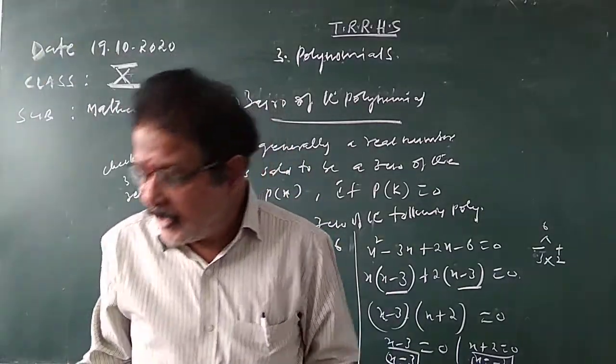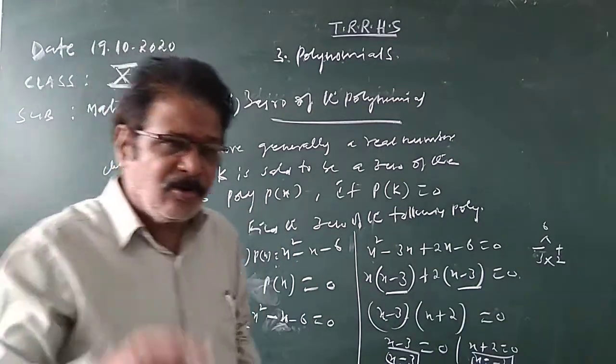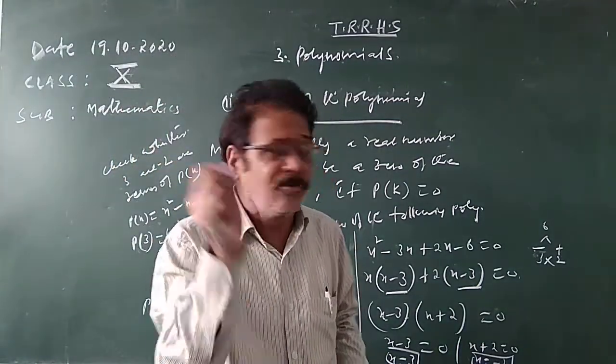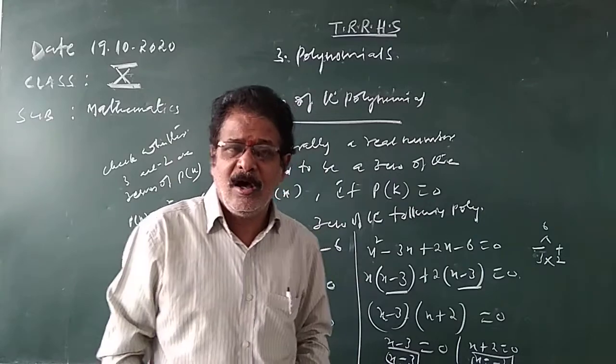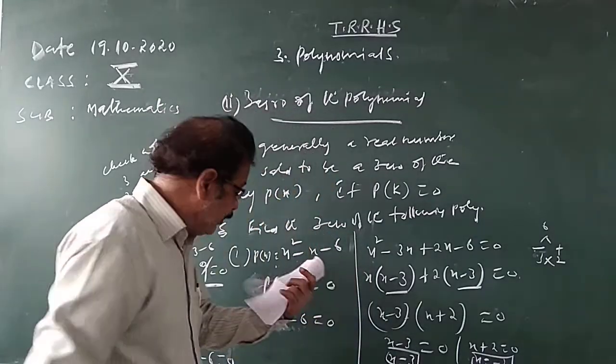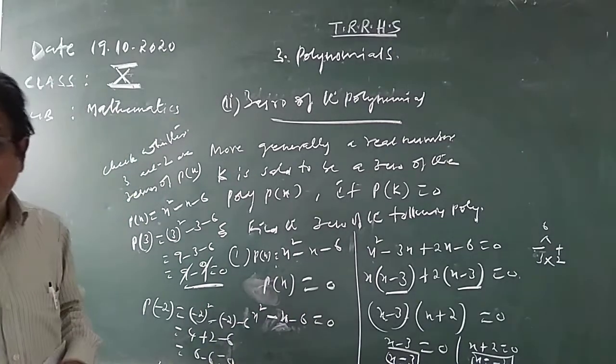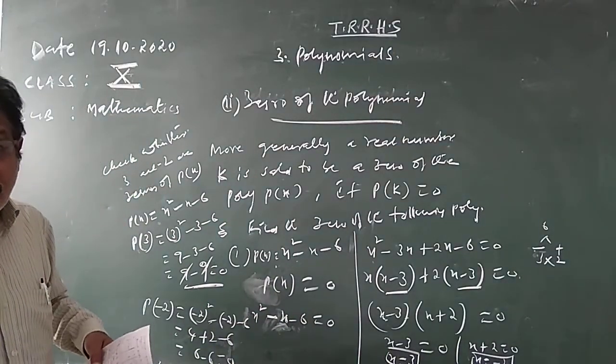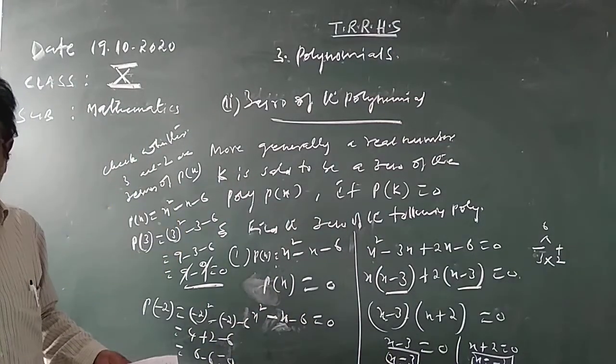Then only they are zeros. The other name of zeros, what do you call? Roots. R-O-O-T-S, roots. Zeros are roots. This is the concept, children. I hope you understand how to find the zero of the polynomial and how to check whether so and so are the zeros of the polynomial.